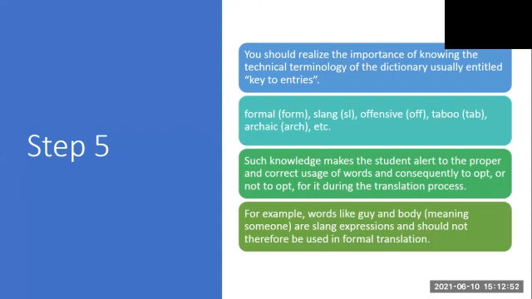Step 5. You need to understand the symbols of the dictionary, the technical terminology of the dictionary. And you will find this at the beginning. Key to entries, okay? You will find the abbreviation and the meaning. Inside the dictionary itself, next to any word, you'll find the pronunciation of the word, the family, which member of the family that is, whether it is a verb, an adjective, or a noun, between brackets as well. And then sometimes you will find this terminology: form, SL, off, tab, arc.